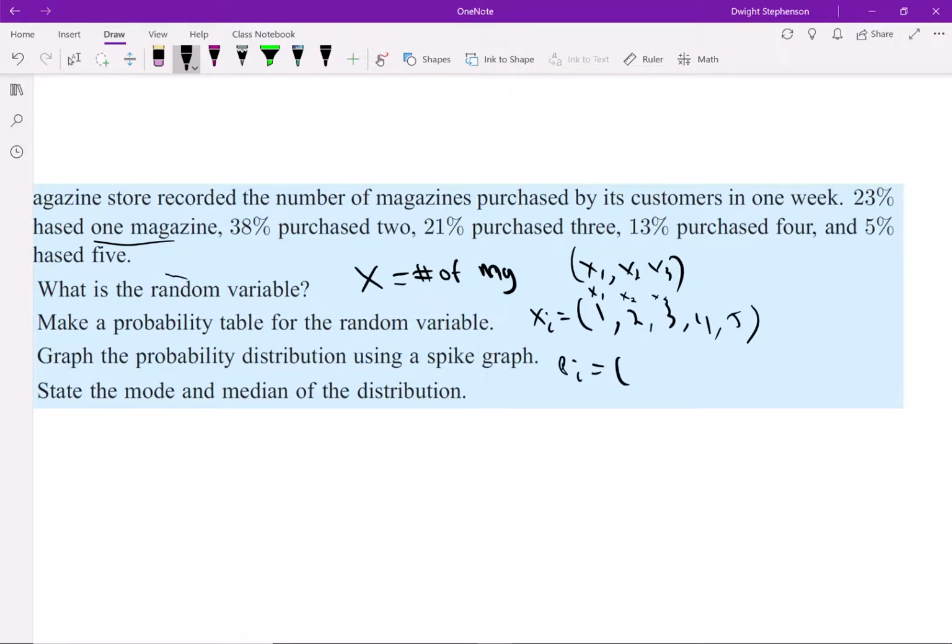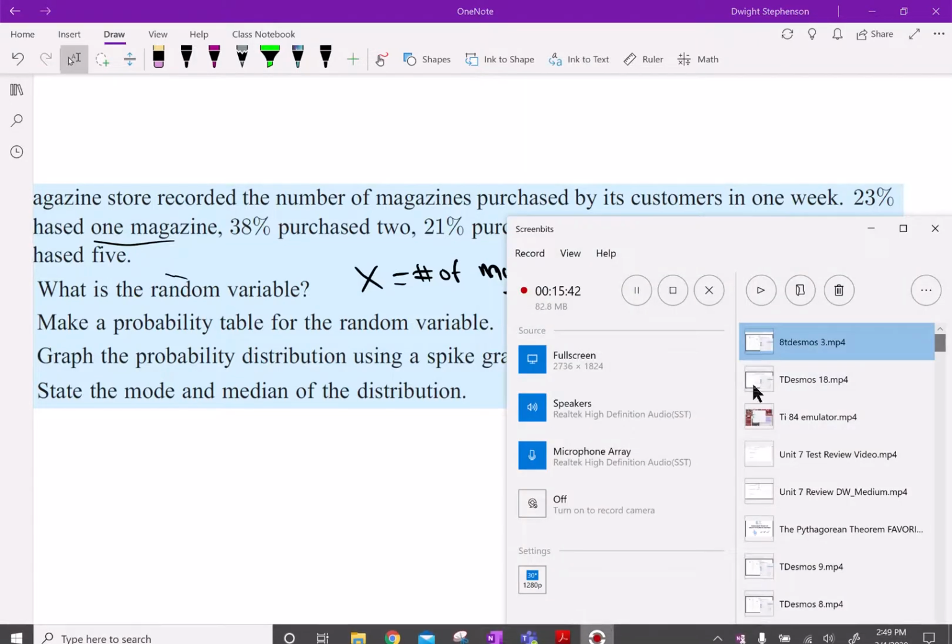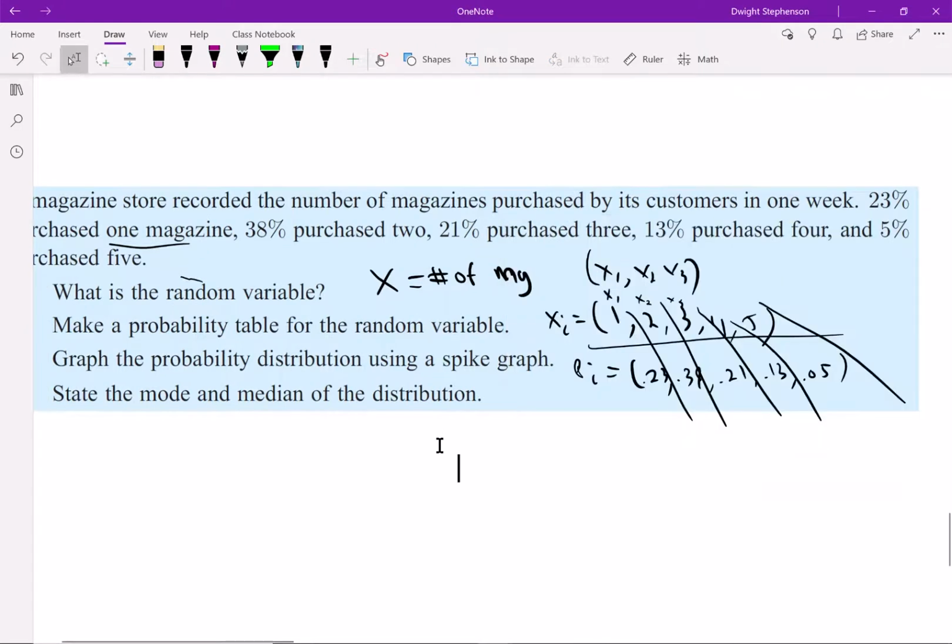Well, the probability of 1 is 0.23, the probability of 2 is 0.38, the probability of 3 is 0.21, the probability of 4 is 0.13, and the probability of 5 is 0.05. And you can even just make a table out of that, if I'd organized it a little. And if I did that, that would be our table, right? So this is the answer to that one. And then graph the probability distribution.